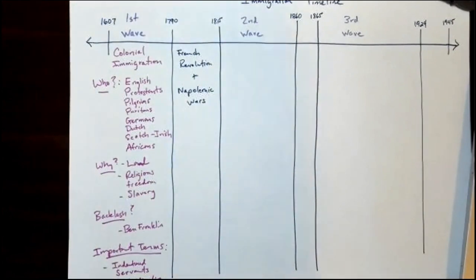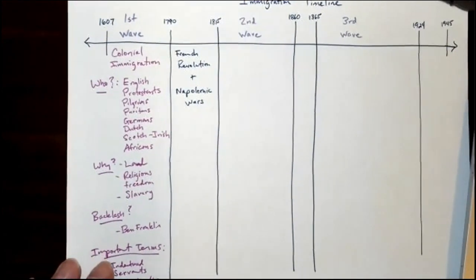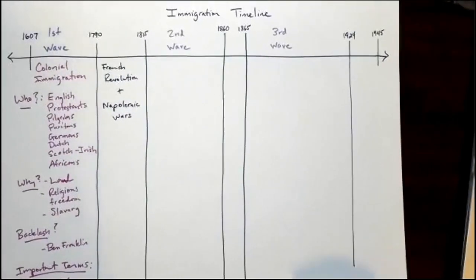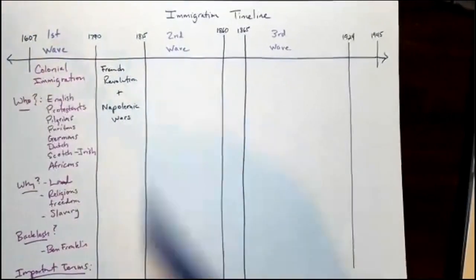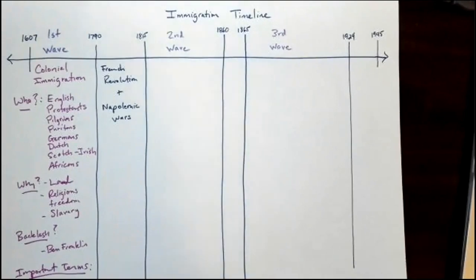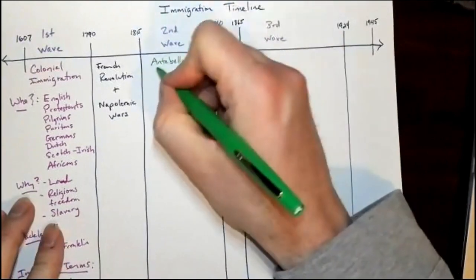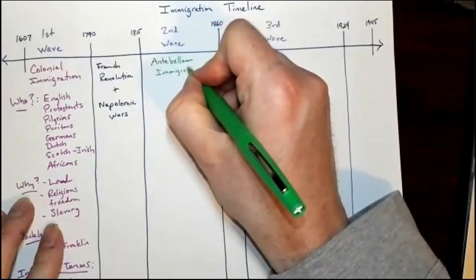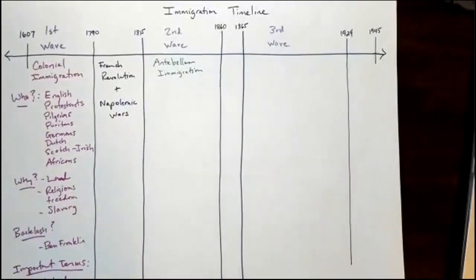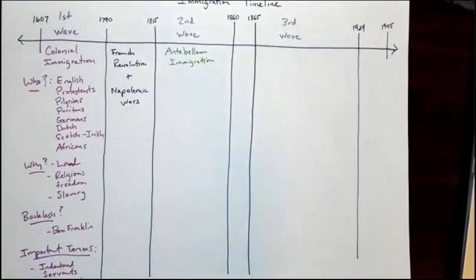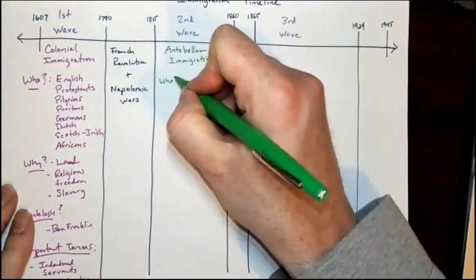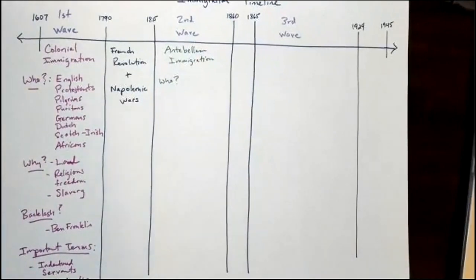But after the War of 1812, after the French Revolution and the Napoleonic Wars are over, we see another huge surge of immigration. We call this the second wave because it's the second major flood of immigrants into America. This second wave is also sometimes referred to as antebellum immigration because it's immigration that is primarily happening prior to the Civil War. Okay, so what was it like during this time period? Just like in the last period, we want to know, who is coming? Why are they coming? Is there a backlash?